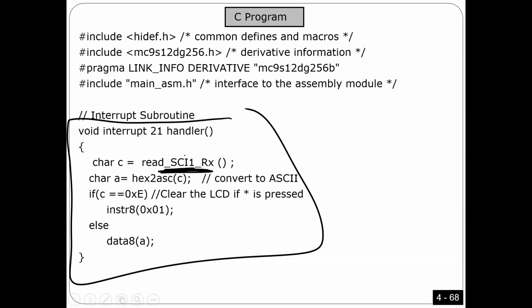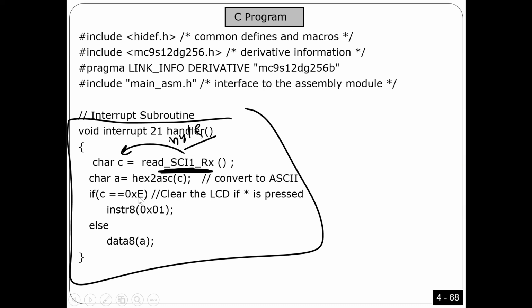What I did here, guys, is call this function. Once I call this function, it is going to return the byte we received. It's also going to clear the flag bit, everything. So inside this function it also clears the flag bit. You just call this function, you get a byte, and you put it here in character C, and then I convert this byte to ASCII.